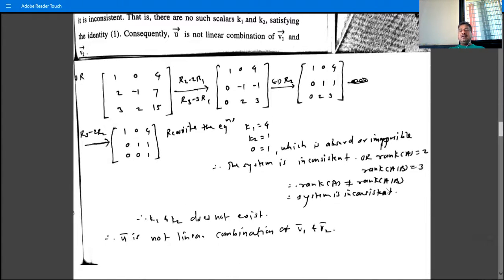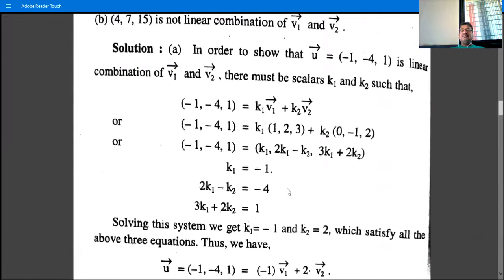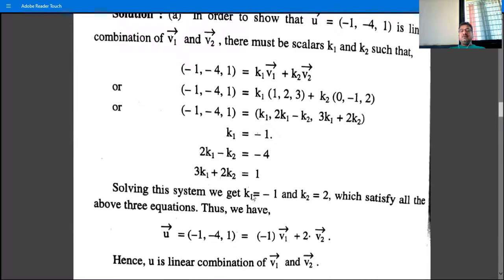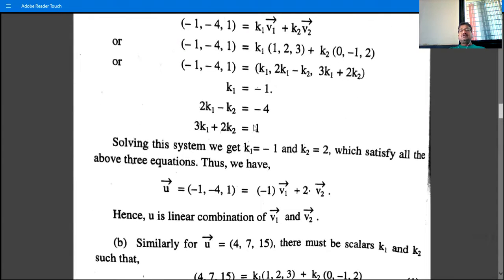If both are equal, then we say the system is consistent, and then from the echelon form we rewrite the equations and find the values of the unknowns. And if the rank of A is not equal to the rank of AB, then the system is inconsistent. If we apply the same method to this problem, then the rank of A is 2, the rank of AB is also 2, and the system is consistent. After rewriting, we have K1 is minus 1 and K2 is 2.